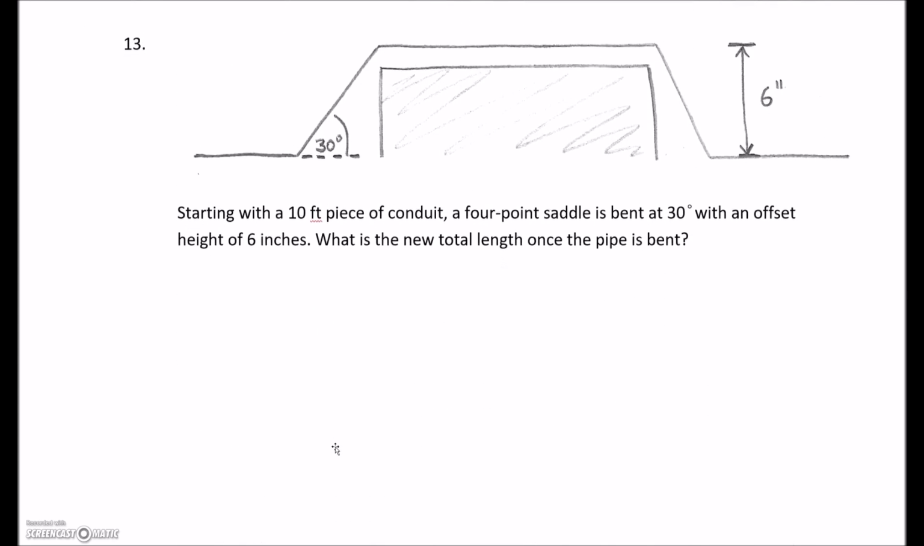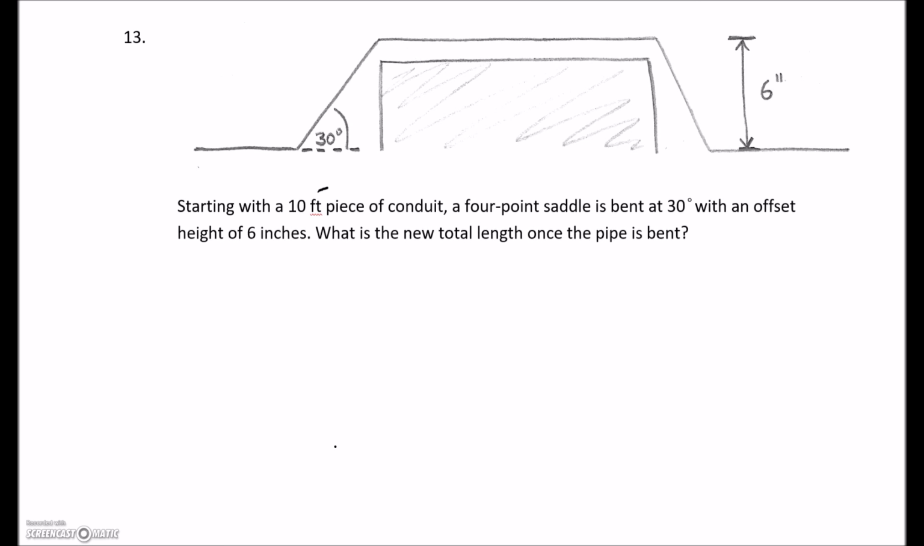Starting with a 10-foot piece of conduit. So we know that 10 feet is equal to 12 inches times 10. That gives us 120 inches to start with. We're going to do a saddle here, and it's going to be bent at 30 degrees with an offset height of 6 inches. And what's the new total length once the pipe is bent?